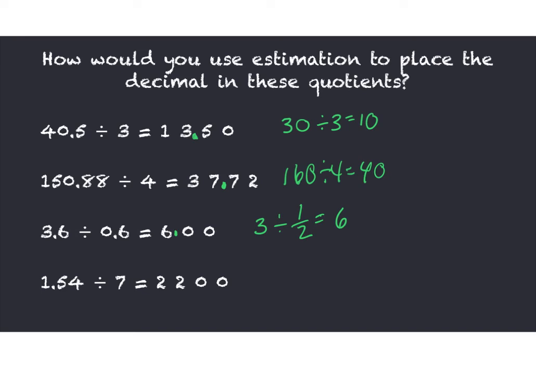Our last example on this page. 1 54/100 divided by 7. I know that 1 54/100 is less than one group of sevens. So the answer must be less than 1. So my answer is 22/100.